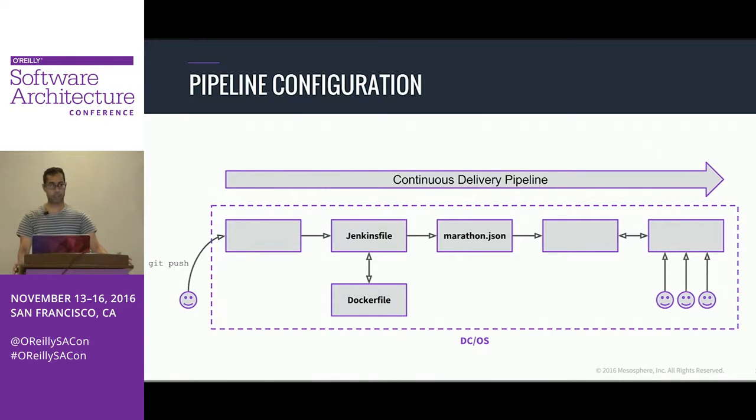The Docker file tells Docker how to build our application. You've probably all seen that before. It's quite straightforward. And the Marathon JSON is a JSON file that tells us how to run our application. So we'll go through that later, but it basically specifies resources the application requires, what artifacts to run, how to make it open to the public, and so on.